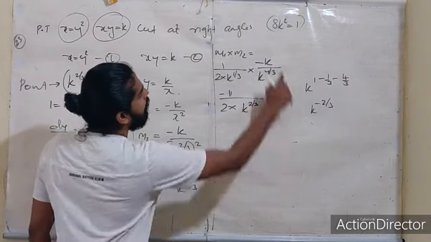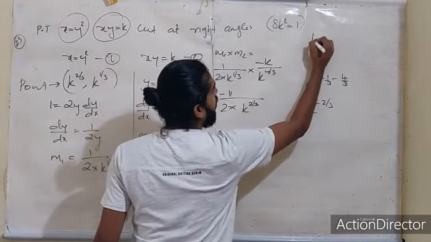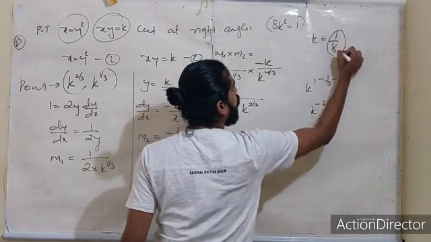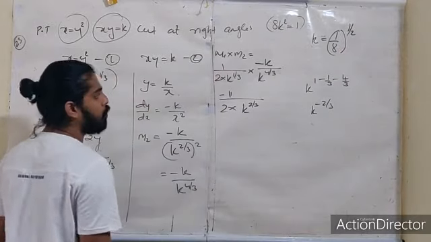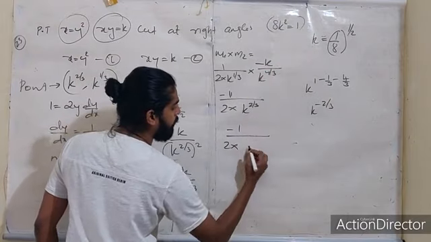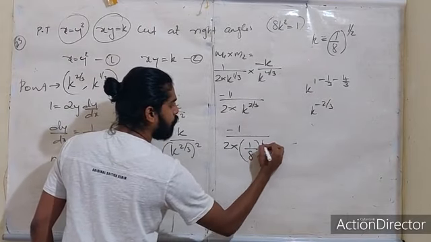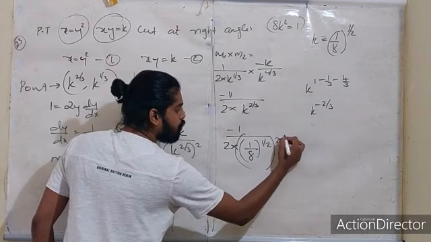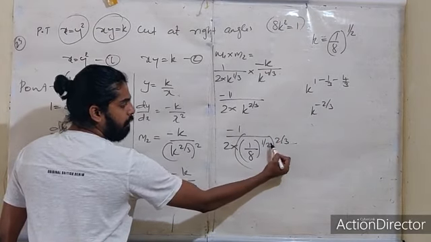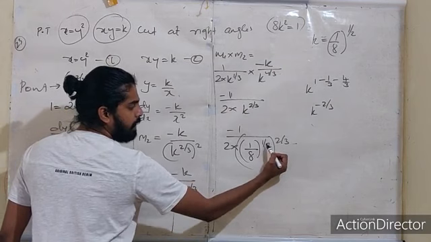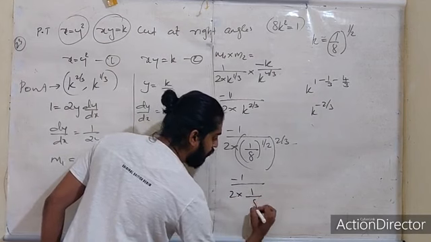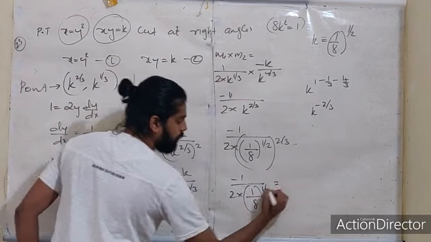Now 8k square equal to 1 means k square is equal to 1 by 8, or k is equal to square root of 1 by 8, which is 1 by 8 raised to 1 by 2. Minus 1 by 2 into the value of k, which is 1 by 8 raised to 1 by 2, raised to 2 by 3. Since we have to multiply the powers, the 2 and 2 will be cancelled. So minus 1 by 2 into 1 by 8 raised to 1 by 3.